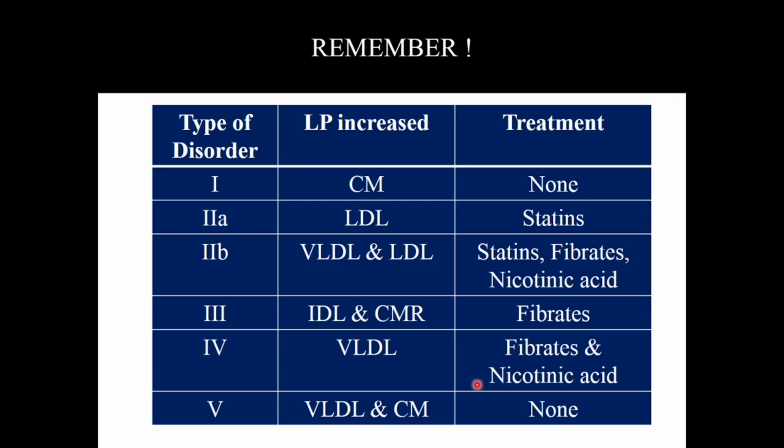Now, this is in short the treatment protocol for various types of disorder. Type 1, I've already said this is an increase in chylomicrons, so no treatment is required. In 2A and 2B, the drug of choice here is statins, and apart from this, in 2B we can also use fibrates and nicotinic acid. Type 3, fibrates are the drug of choice. Type 4, which is an increase in VLDL, fibrates and nicotinic acid are the drugs of choice. And type 5, nothing is required.